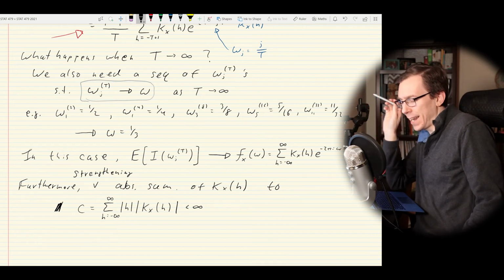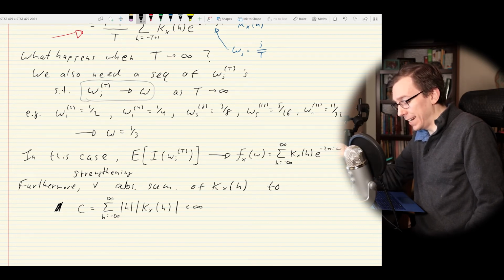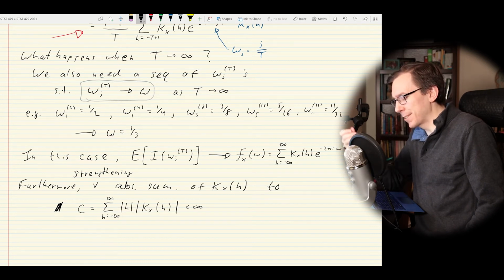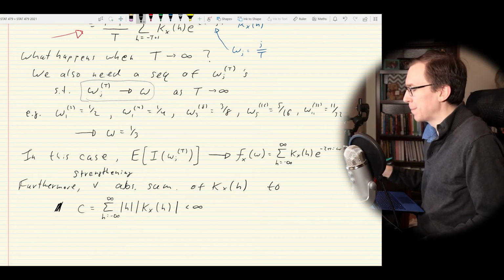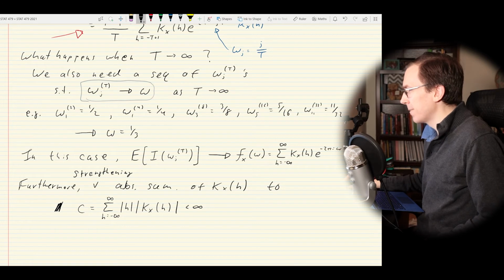So if we strengthen the idea of absolute summability, remember absolute summability just says the absolute sum of kxh is going to be finite. Well, now I'm multiplying by an h in absolute value, so that's just making it harder to get that summability condition. We need kxh to decay faster.